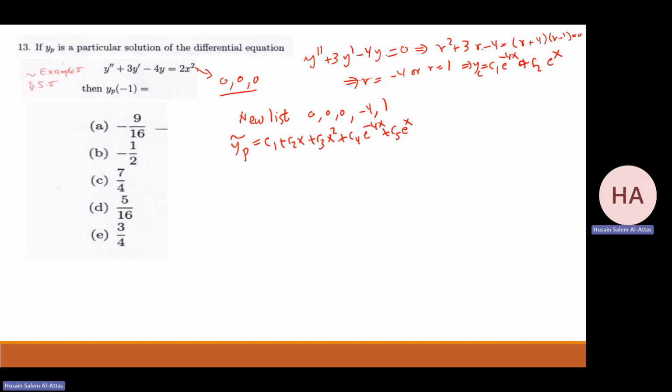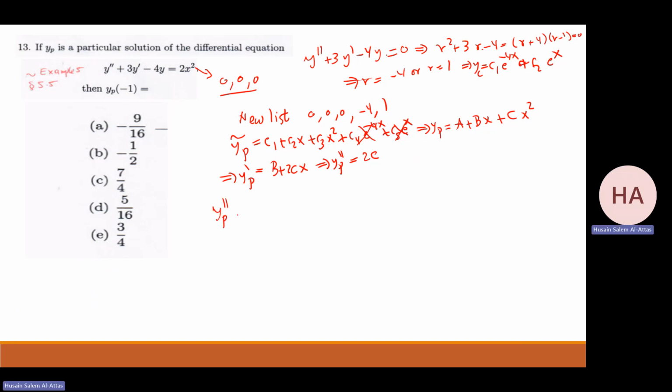Okay. I need to cancel this. So yp will be a plus bx plus cx squared. yp prime will be what? b plus 2cx. yp double prime will be 2c. So plug it in.